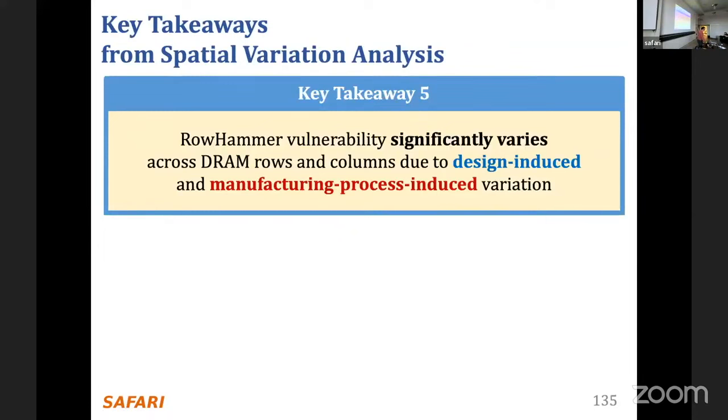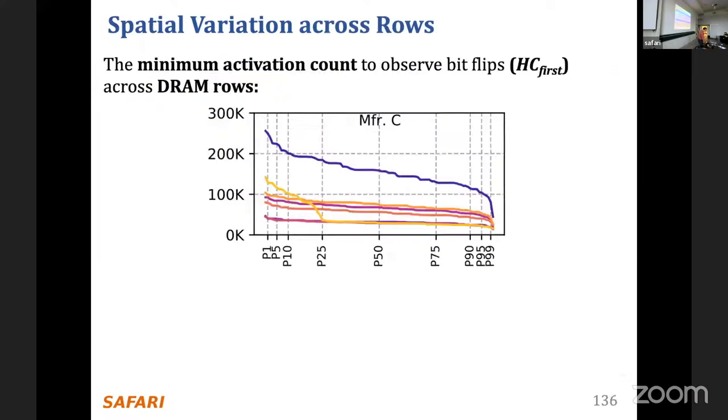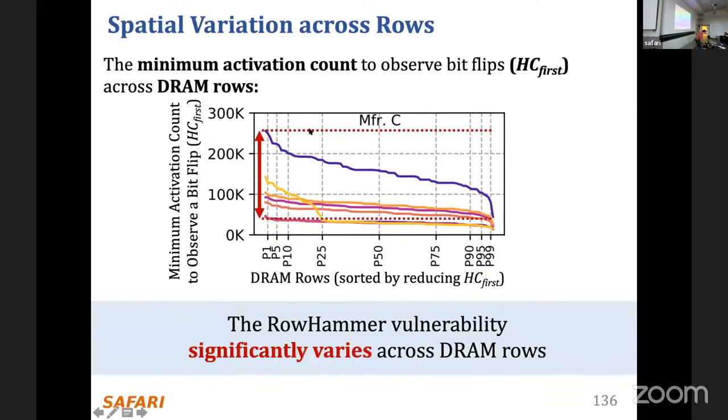Okay, spatial variation. As I said, RowHammer vulnerability significantly varies across rows as well as columns because of manufacturing-induced variation. You can read the paper for more detail, but this is a pictorial demonstration. On the y-axis, you see the HC first, hammer count, minimum activation count to observe a bit flip. On the x-axis, you have DRAM rows sorted by reducing HC first. And you can see that there's a huge variation, right? Across DRAM rows, there's a big variation.